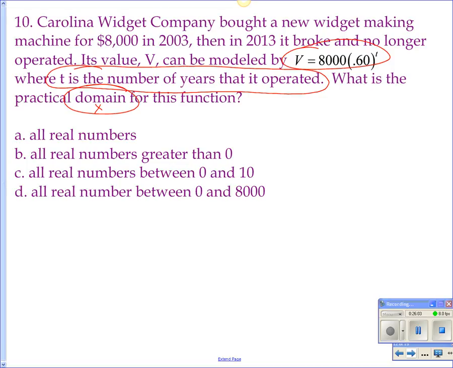What year did it start in? It started in 2003, and then it broke in 2013. How many years did the machine operate? 10 years. So look at your answer choices.